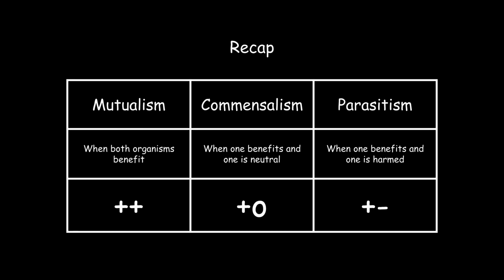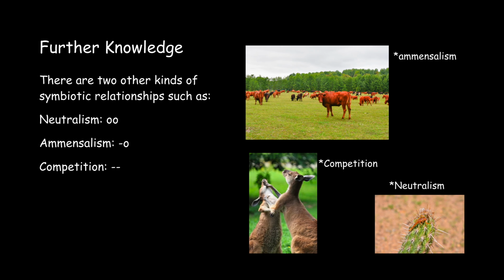of course. To recap, we have mutualism, both organisms benefit. Commensalism, one benefits and one stays neutral. And parasitism, hopefully I said that right that time, one benefits and one is harmed. But that's not it for all of them. We have 3 other kinds.